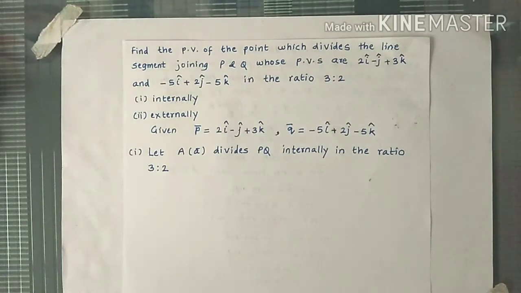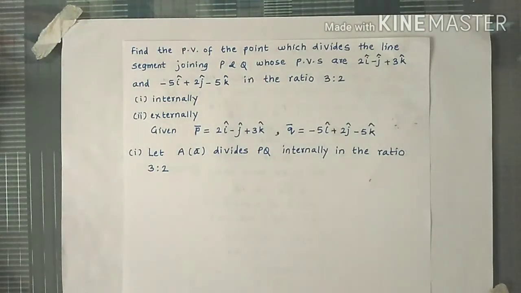This section formula has many corollaries: midpoint formula, centroid formula. So we are going to prove those corollaries. But before that, let's solve one question based on the section formula. The question is, find the position vector of the point which divides the line segment joining the points P and Q, whose position vectors are 2i minus j plus 3k and minus 5i plus 2j minus 5k, in the ratio 3:2. In the first question, the division is internal division, and in the second one the division is external division.